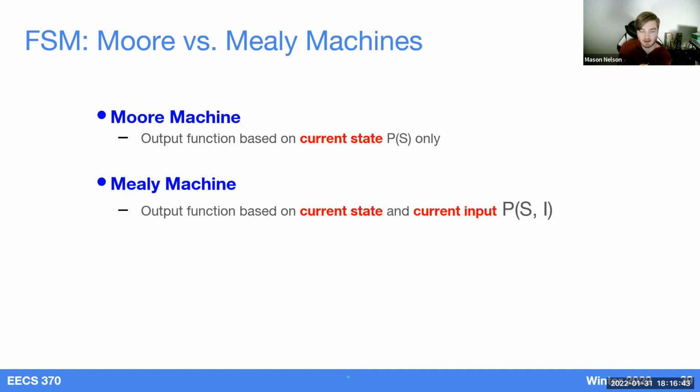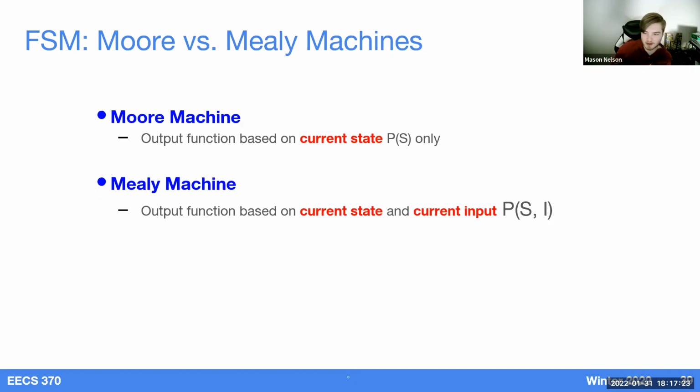Then we have Mealy machines, which are more advanced, which could take a combination of our current state and our current input and use some logic gates to determine what our output would be. So Mealy machines are more powerful, and we can combine states for Moore machines based on the inputs to a Mealy machine. So typically, Mealy machines will have fewer states than Moore machines. Also, technically, Moore machines are subsets of Mealy machines.